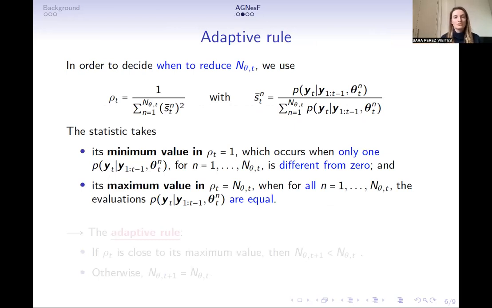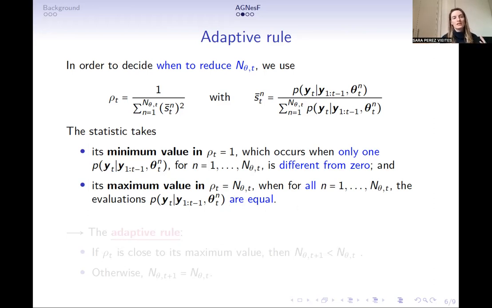For the adaptive rule, we use a statistic rho that is built with the evaluations of the likelihood of each theta sample. So this statistic takes its minimum value when only one of these evaluations is different from zero. So only one of the samples is able to give good approximations or good estimates of the state. The statistic takes its maximum value when all the evaluations are equal.